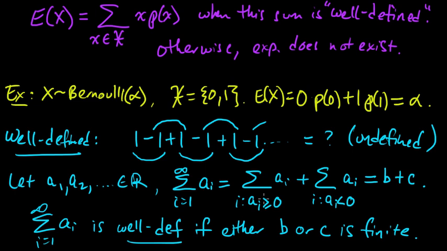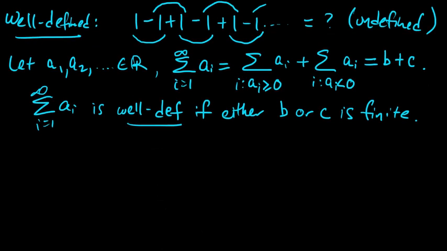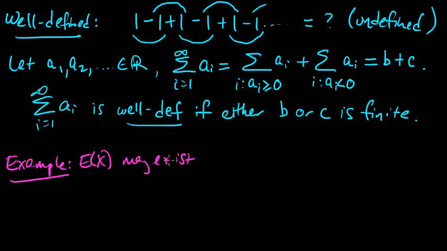Okay, so now that we've cleared that up, let me give you an example to illustrate that this actually is a real problem that can come up. So here's an example. This is an example that E of X may exist and be infinite. So this would be okay. It would be well defined in this case.